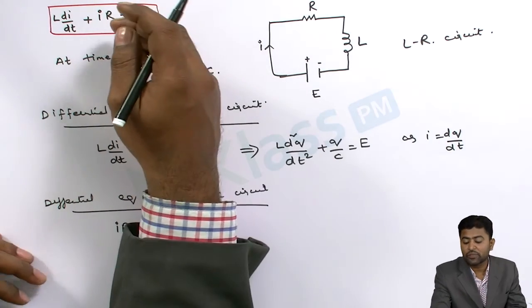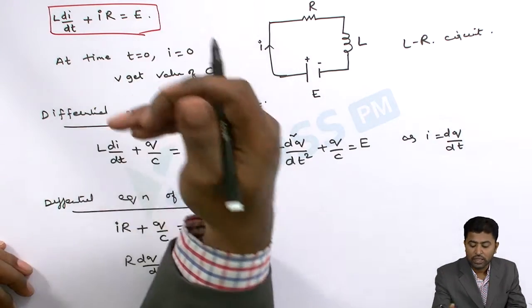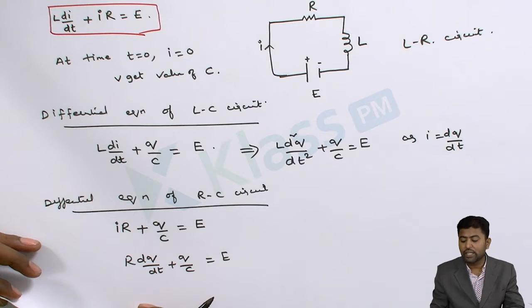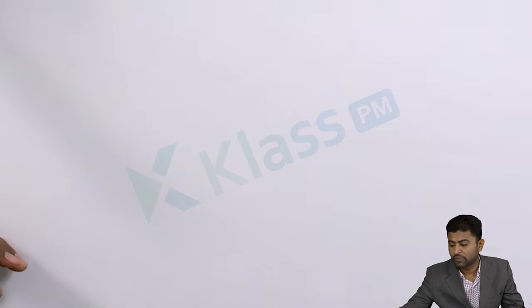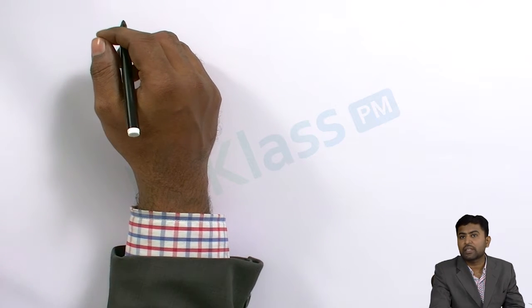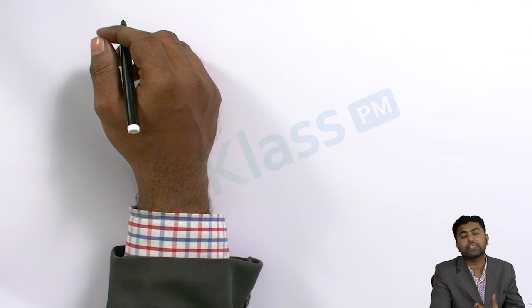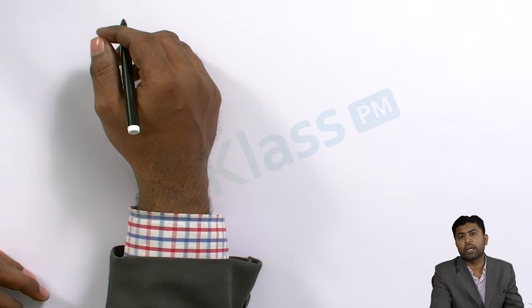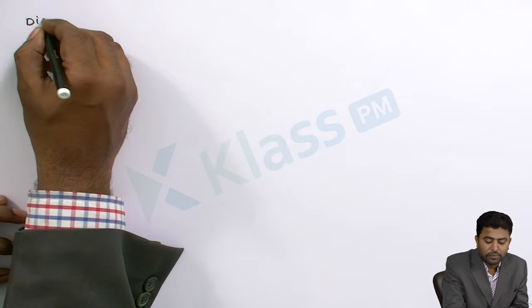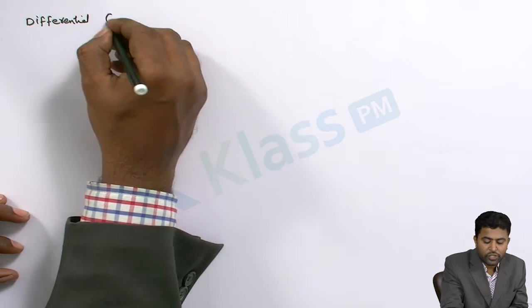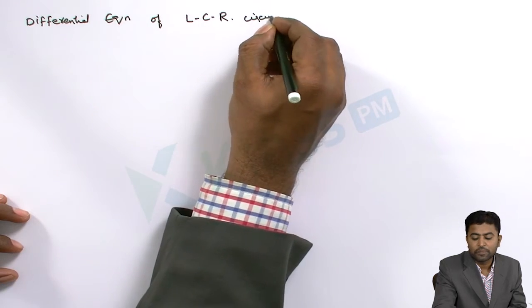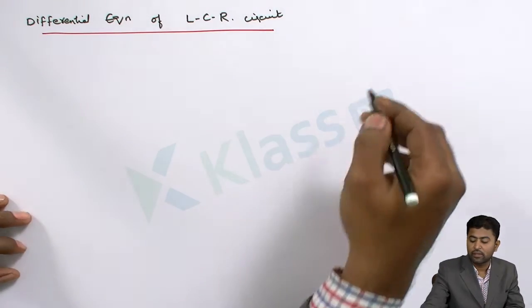So first we discussed the LR circuit, then we took the LC circuit, then the RC circuit. Finally we'll see the LCR circuit, where we'll have one active element, that is the voltage source E, which is either the generator or the battery, and the three passive elements, which are resistance, inductance and capacitance. So the differential equation of the LCR circuit will have all the three elements.